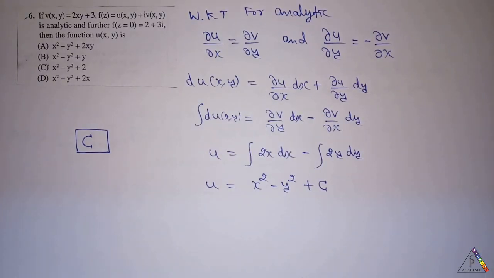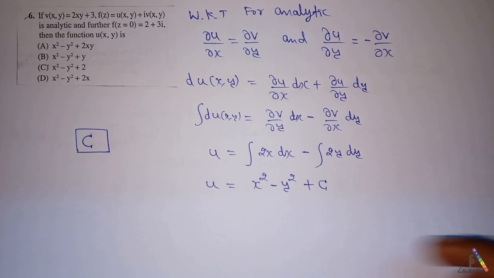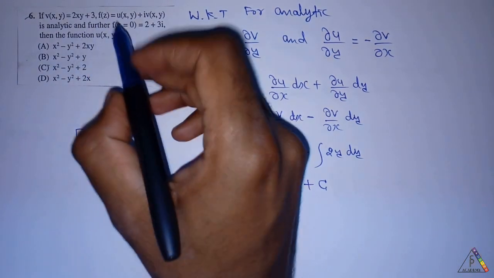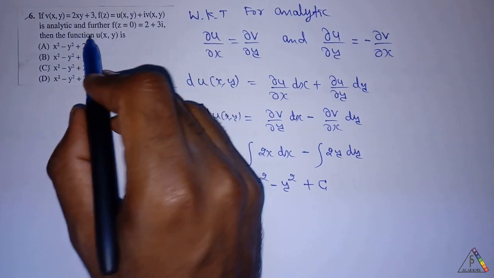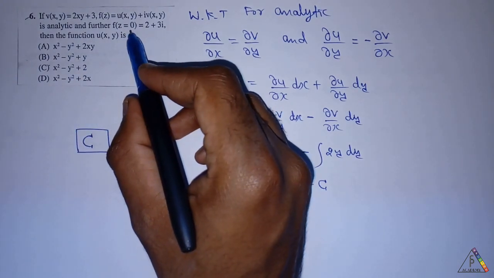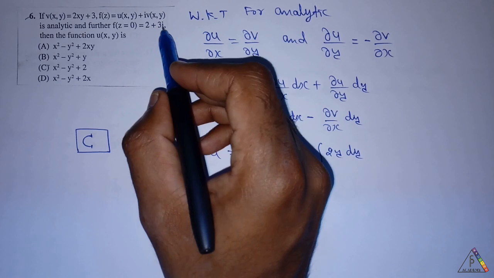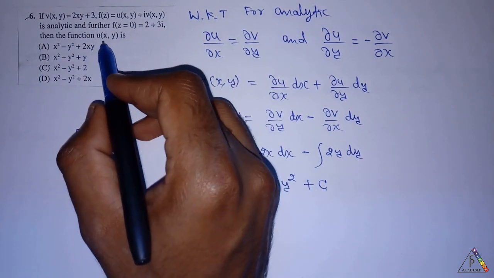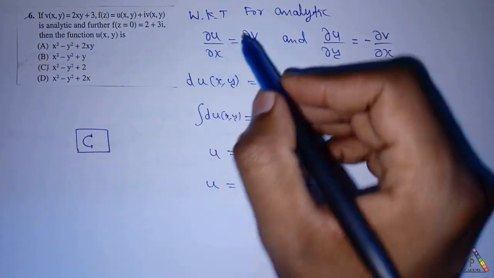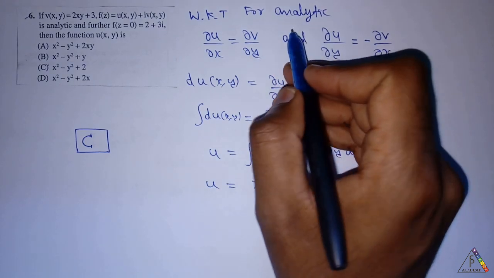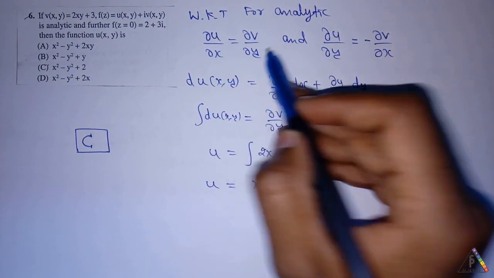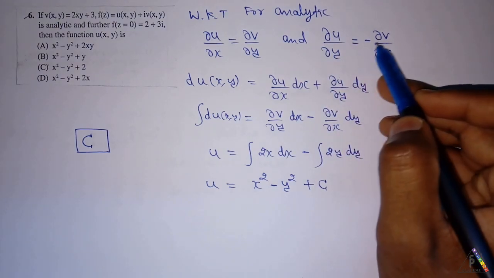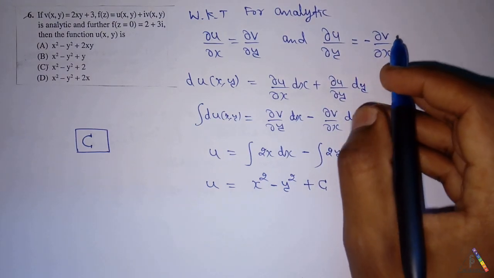Next question is: if v of x comma y is equal to 2xy plus 3, f of z equal to u plus iv is analytic and further f of z equal to 0 equals 2 plus 3i, then the function u of x comma y is. We know that for an analytic function, dou u by dou x equals dou v by dou y, and dou u by dou y is equal to minus dou v by dou x.